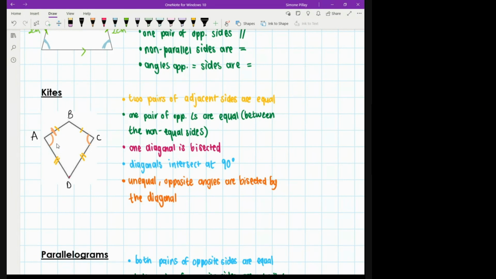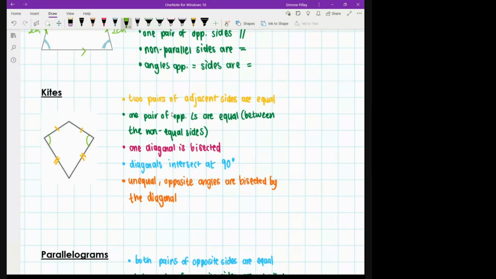So when we say between the non-equal sides, we're just trying to distinguish that it's these two angles that are equal to each other and not these. Okay. So I actually want to do that in green. So we have my angles that are equal to each other, and it's specifically the angles that are in between my non-equal sides. Opposite angles are equal, and it's specifically the angles in between my non-equal sides.